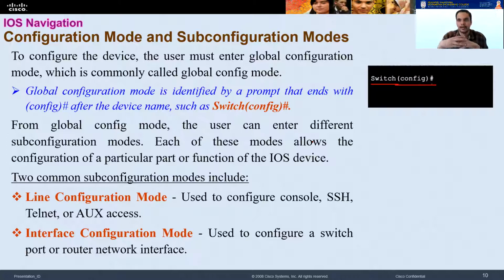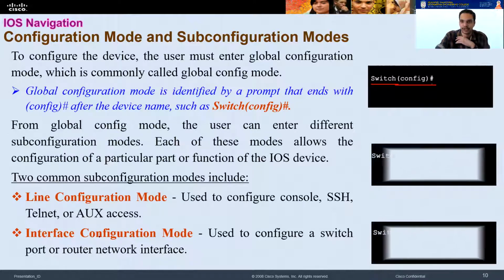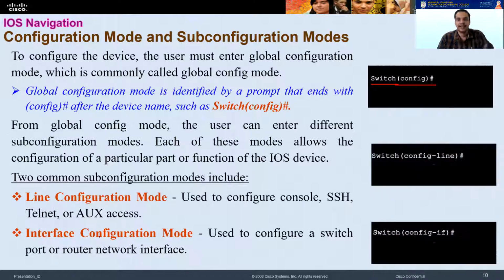But the most commonly used are the line configuration mode, which is shown here, and the other one is the interface configuration mode. If you check out, the line configuration mode is shown here the same. Once again, the name of the device is written, there are brackets, and the hash symbol is there. But in place of config, you find config-line, which tells you that it is in the line sub configuration mode. And for the interface, it is config-if, the interface configuration mode.